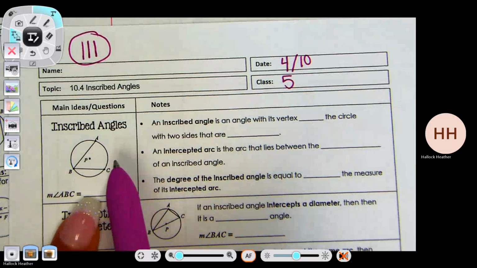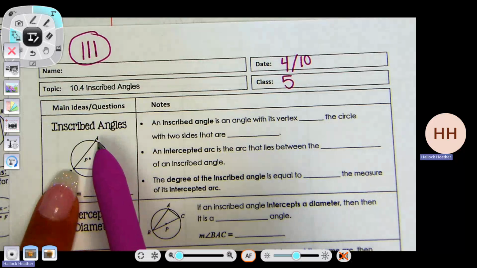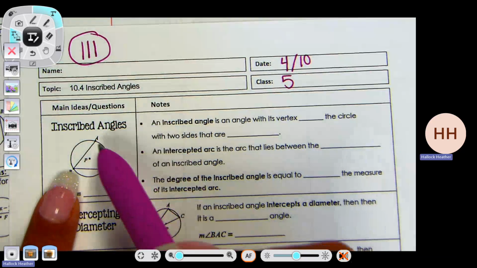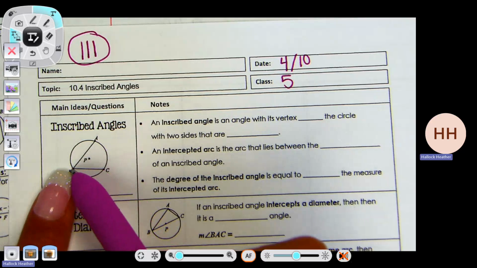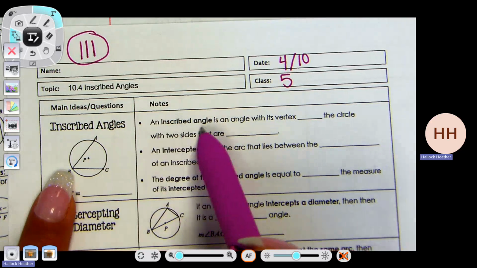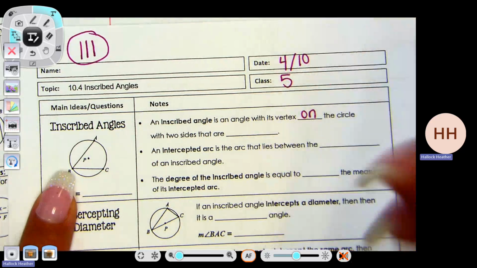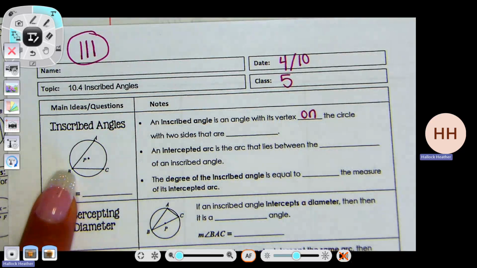Okay. An inscribed angle is different from a central angle because a central angle goes to the center and back out, and that's why it matches the outside. This time it does not do that. It goes all the way to the other side of the angle. So an inscribed angle is an angle with the vertex on the circle. So not on the center, it's on the circle on the other side.